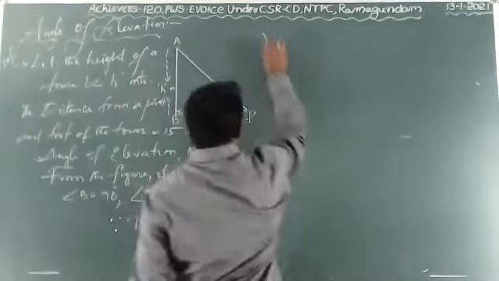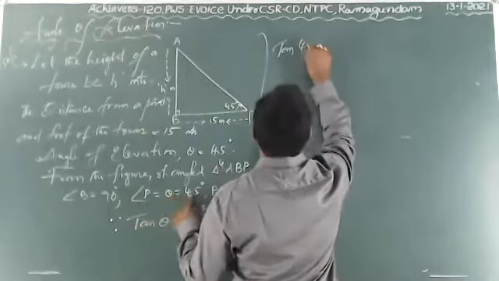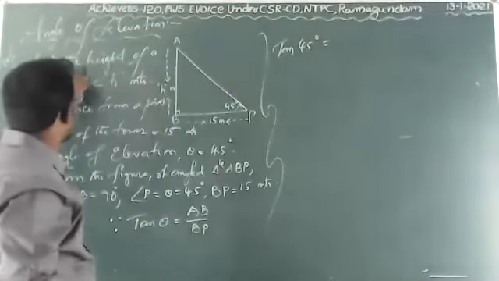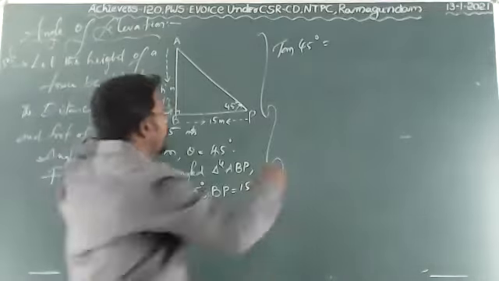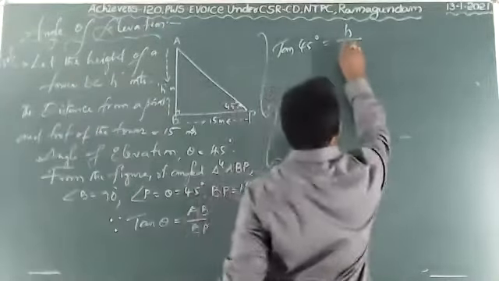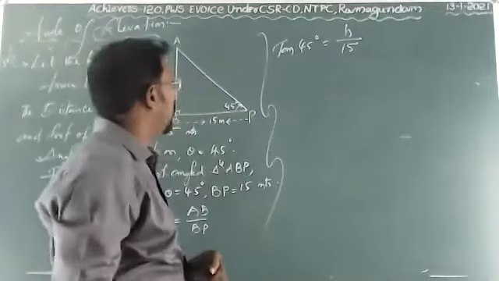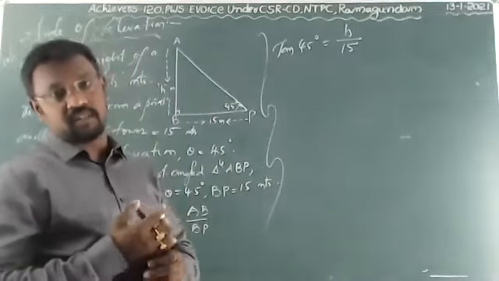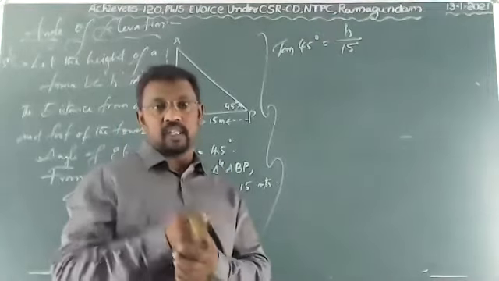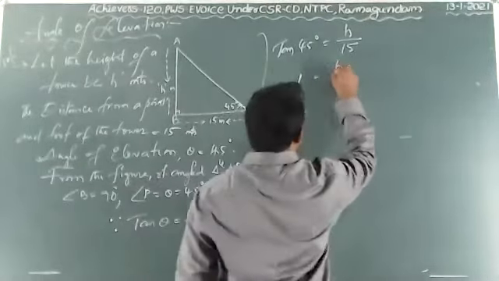Children, you already know theta is 45 degrees. So tan 45 degrees is equal to AB by BP. What is AB? H, as you were taught: let the height of a tower be H meters. H by BP, and BP is equal to 15. Now tan 45, we already completed the table in trigonometry. The tan 45 value is 1. Just substitute the value of tan 45, that is, write down here 1 is equal to H by 15.